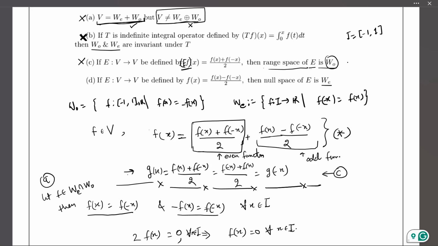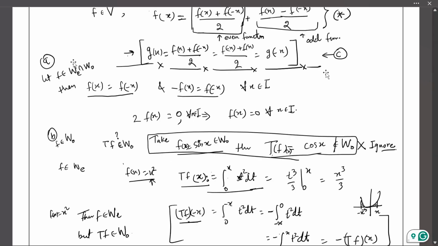Because of this it was wrong. Then what will the range space of E be? It will be even functions, right? These are all even functions. Okay, here you have the explanation. So because of this part, we have it wrong. So about D, for this the range space is WO. This is correct. The range space of E will be WE. Sorry, WO.